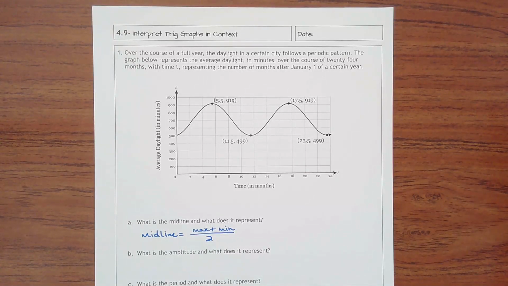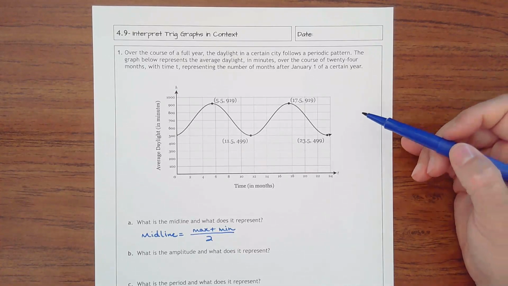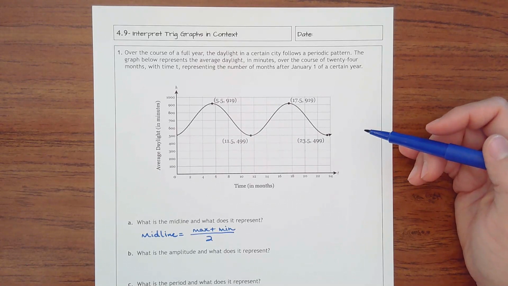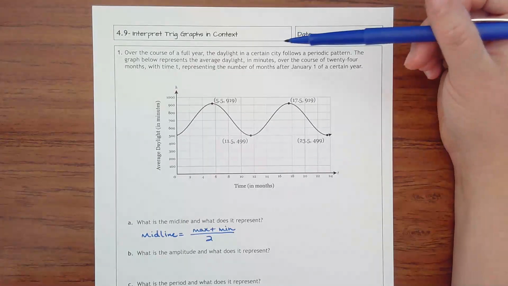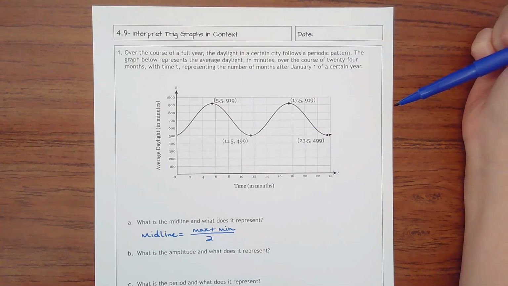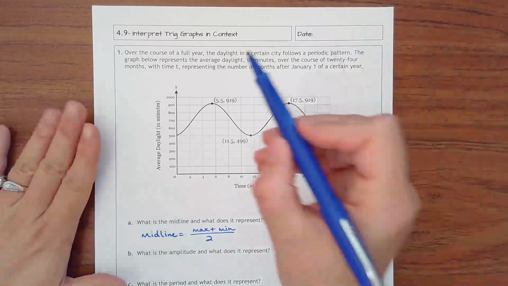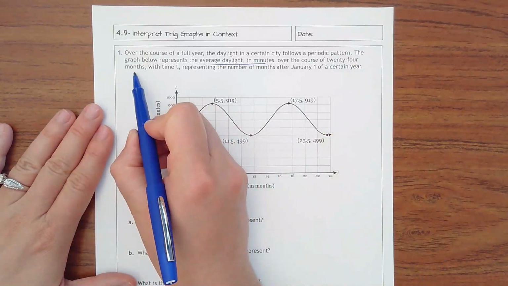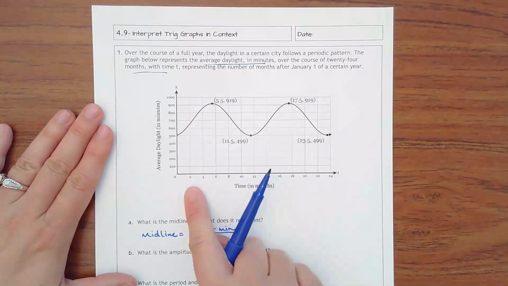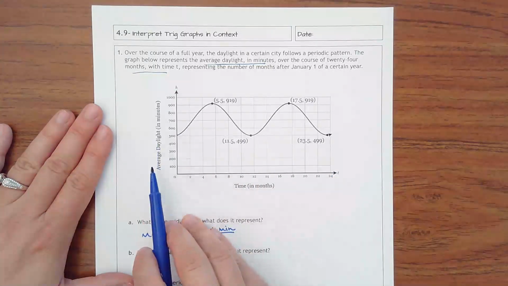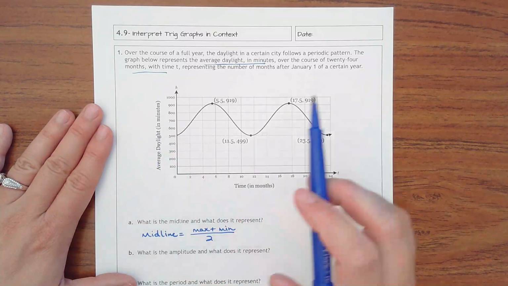Lesson 4.9 is interpreting trig graphs in context. So I'm asking you questions about this graph on all of the characteristics we already talked about. This graph is talking about how, over a full year, daylight in a certain city follows a periodic pattern. The graph below represents the average daylight in minutes over the course of 24 months, which is our time t. So we've got our independent variable on the x-axis, the time in months, and then this is the average daylight in minutes, what we're measuring.